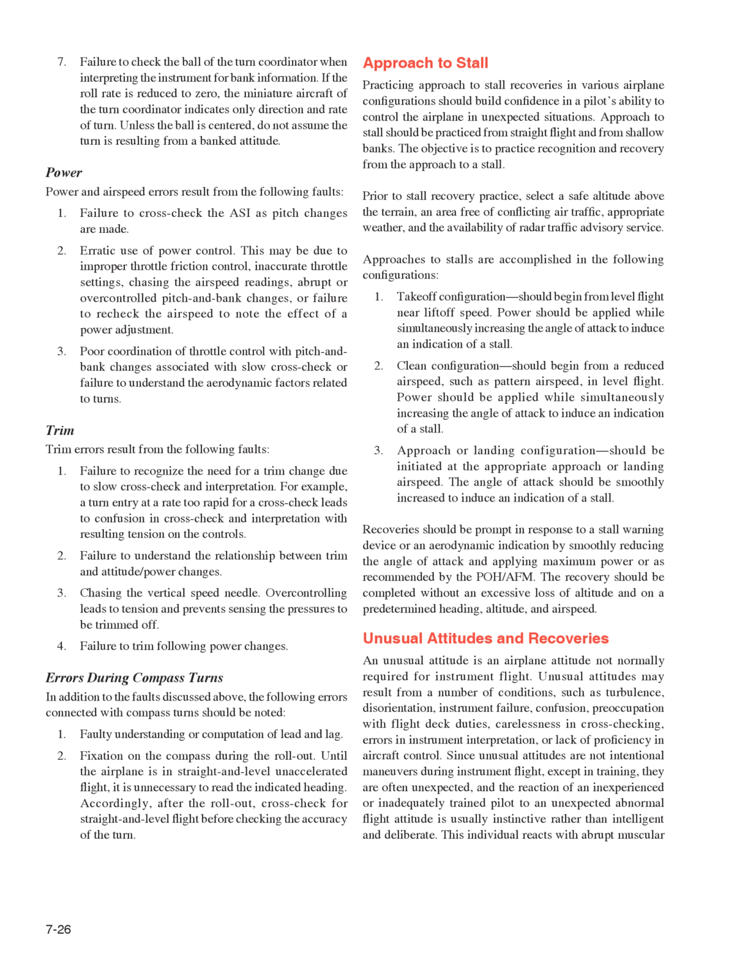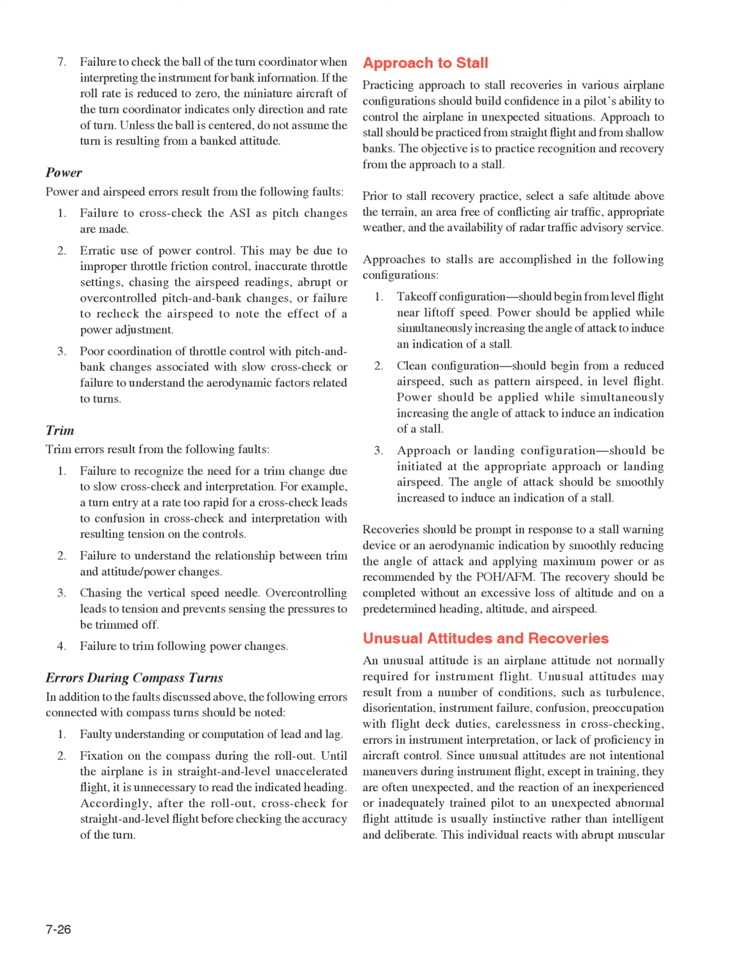Errors during compass turns. In addition to the faults discussed above, the following errors connected with compass turns should be noted. 1. Faulty understanding or computation of lead and lag. 2. Fixation on the compass during the rollout. Until the airplane is in straight and level unaccelerated flight, it is unnecessary to read the indicated heading. Accordingly, after the rollout, cross-check for straight and level flight before checking the accuracy of the turn.